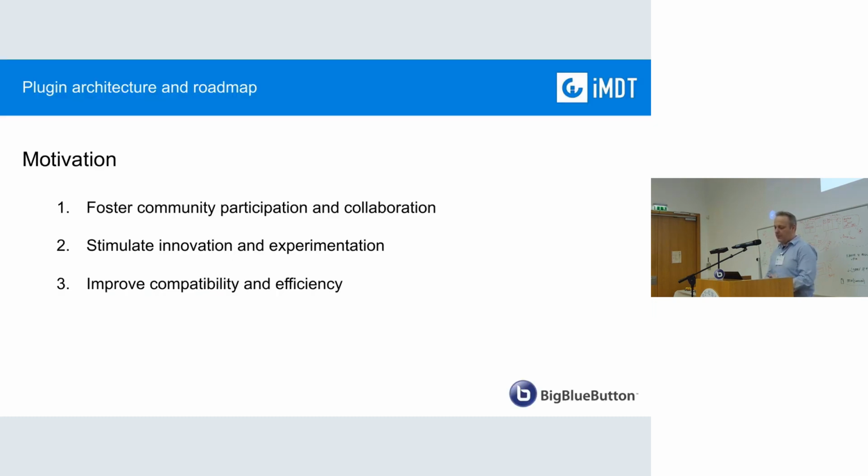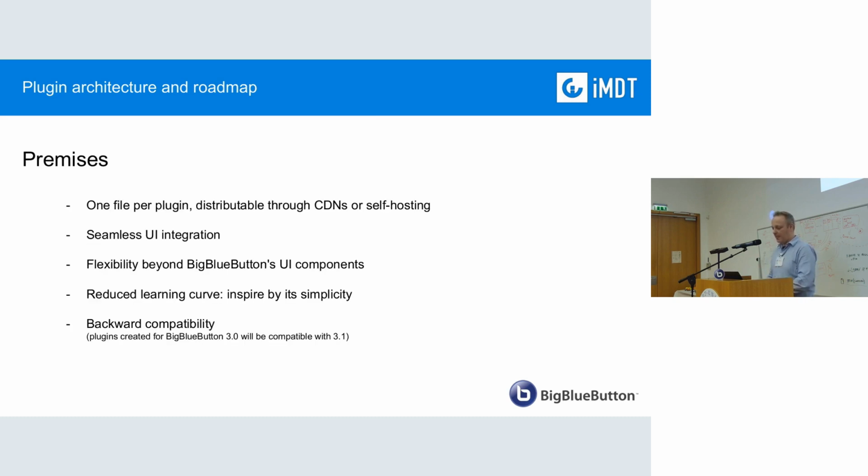The motivation for the plugin architecture is to improve participation and collaboration, stimulate innovation and experimentation, as we just saw, very nice, and improve compatibility and efficiency. Because BigBlueButton was always open source, so you could do this kind of stuff. But the problem is, if you do it, you need to recompile, and when they upgrade BigBlueButton, you need to rewrite your code. So there's no efficiency in this process. With plugins, we can make it easier. So this is the main motivation.